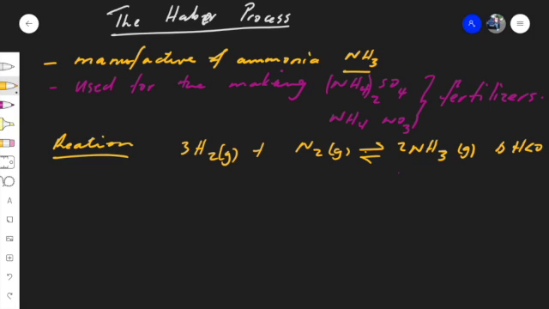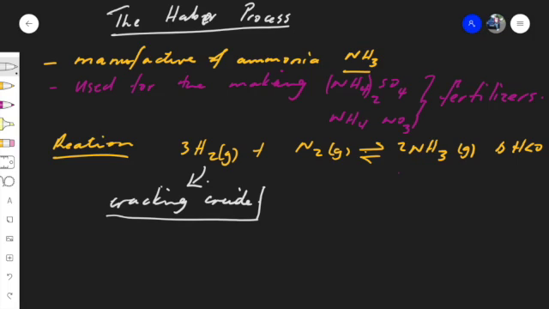Now, having said that, where do we get hydrogen from? We get the hydrogen, the source of hydrogen, from the cracking of crude oil. This is in topics that are in the future, but at the moment you just need to know it is made from the cracking of crude oil.